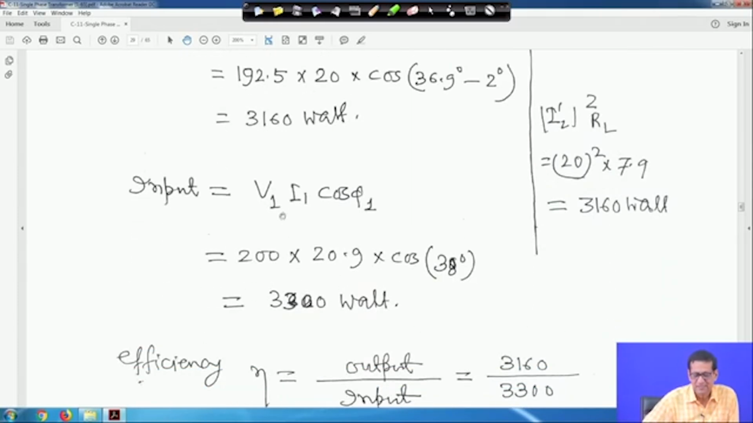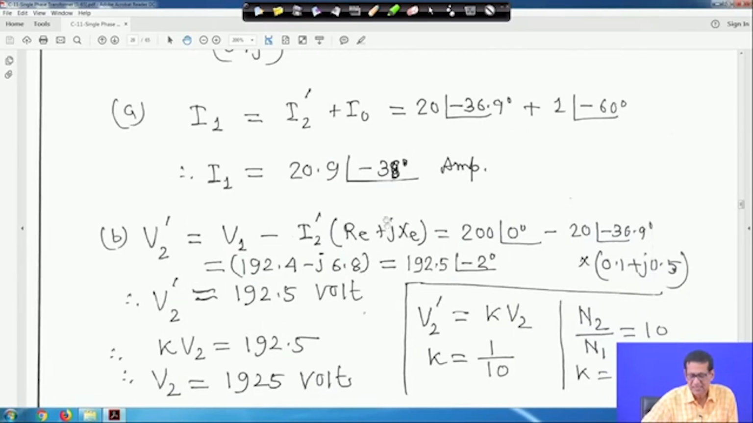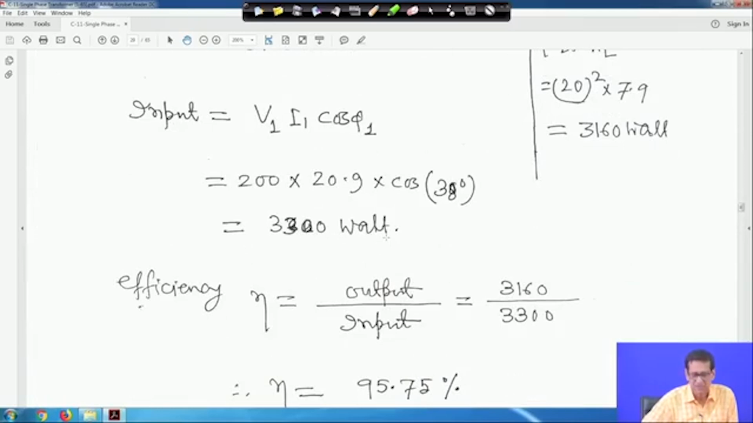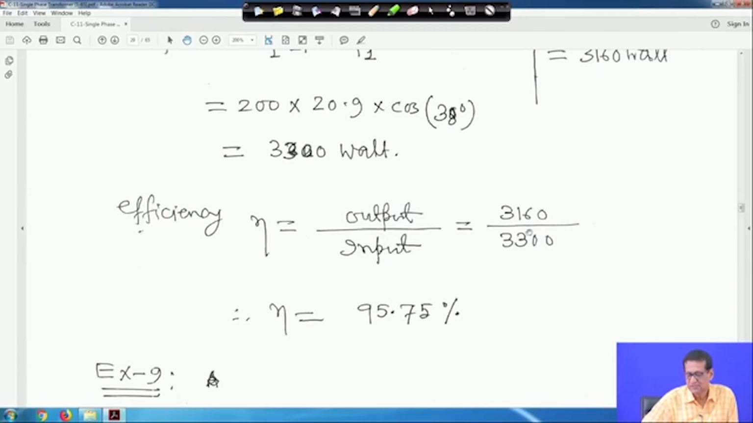Now, input power is, on the low voltage side, V1 I1 cos phi 1. V1 is 200 volt, I1 we computed as 20.9, and phi 1 will be the angle of I1, which is minus 38 degree, and V1's angle is 0, it is the reference phase. So it is cos 38 degree, and that is 3300 watt. So efficiency will be output by input: 3160 upon 3300, so 95.75%. This is the efficiency of the transformer. Transformer efficiency is actually very high.